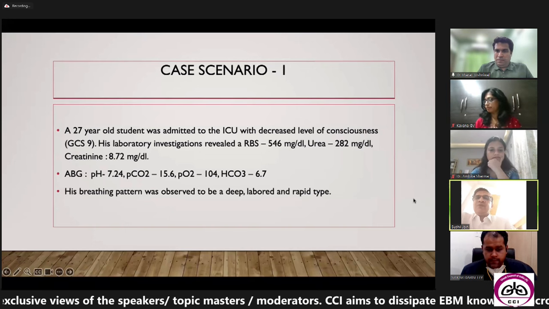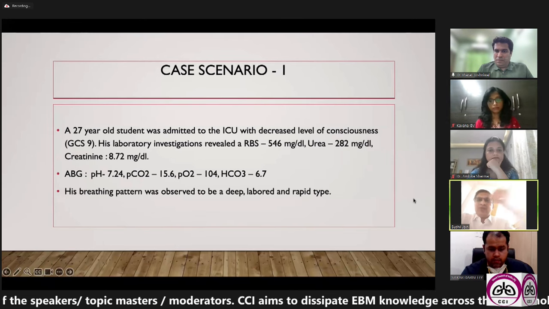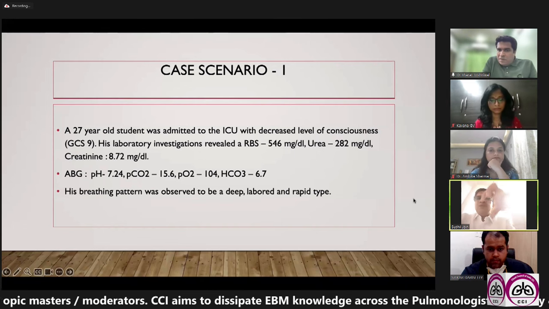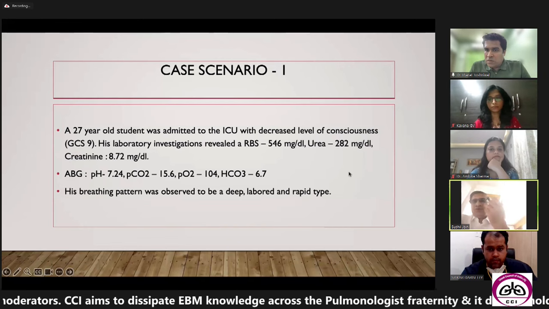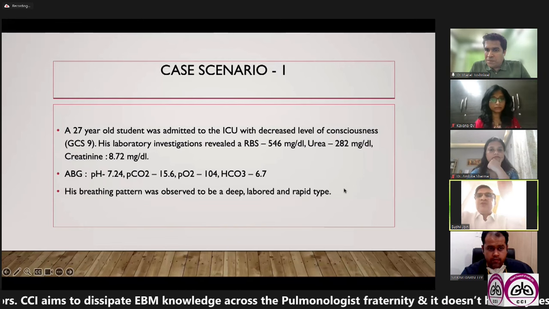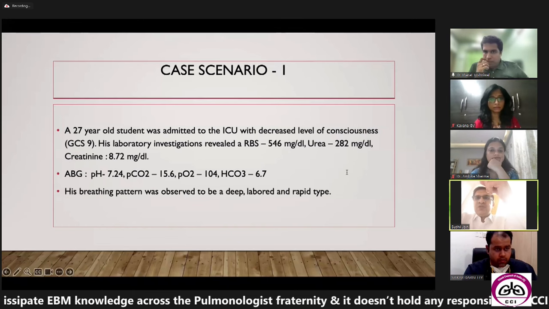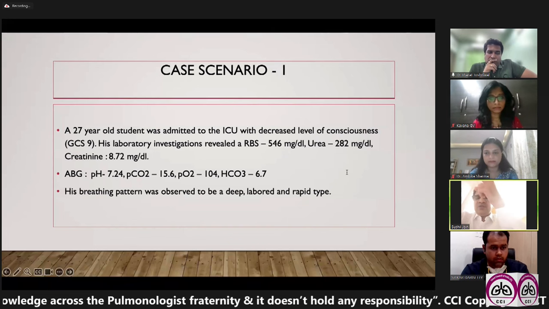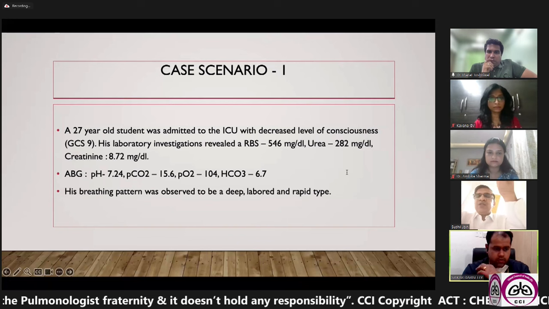So if you see abnormal breathing like that with a high blood sugar, then definitely that needs to be thought about. When a diabetic patient comes to you in your clinical practice with abnormal breathing, look for Kussmaul's breathing. If you are able to figure out that this is Kussmaul's breathing, you do three things. One is do the blood sugar. Second is look for the ketones, either blood, or if that is not available, the urinary ketones. And the third thing is the blood gas.